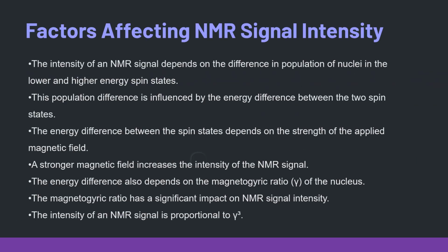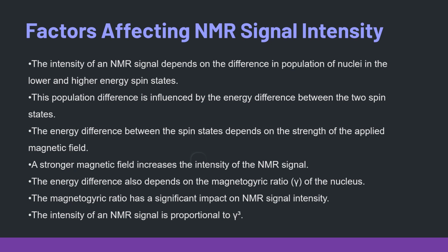The intensity of a nuclear magnetic resonance (NMR) signal is primarily influenced by several key factors related to the interaction of nuclear spin states with an external magnetic field. Understanding these factors is crucial for optimizing signal strength and improving the sensitivity of NMR spectroscopy.